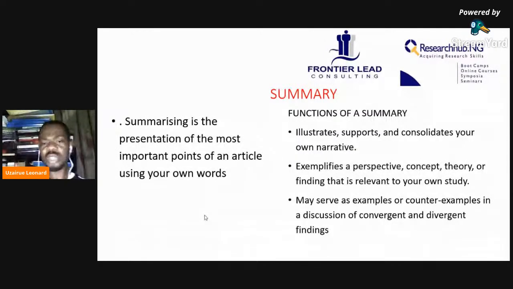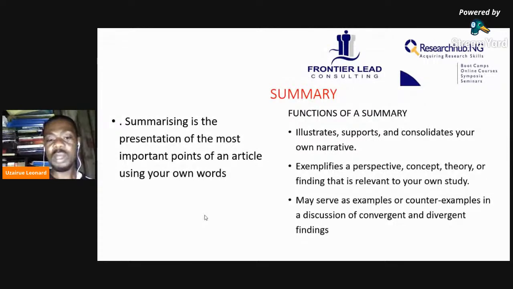Now, when you are summarizing an article, you first and foremost look at the support. Is this article supporting my research? It's not just enough for you to see a beautiful idea that is not in line with your present study. That shouldn't be your focus. You can jot it down somewhere, but that should not be your major summary. You should focus on concept, theory, or findings that are relevant to your own study.